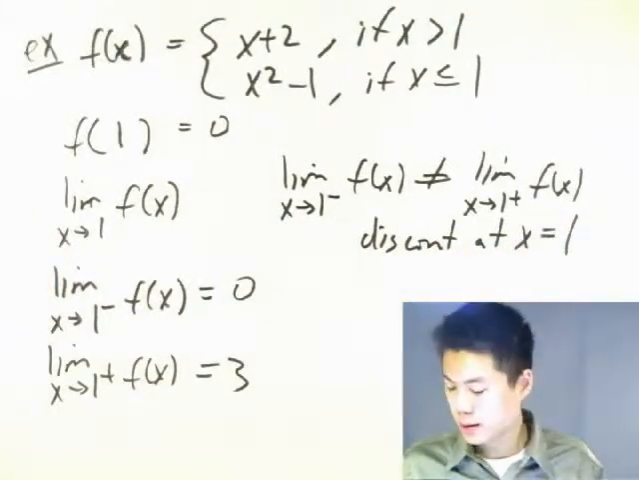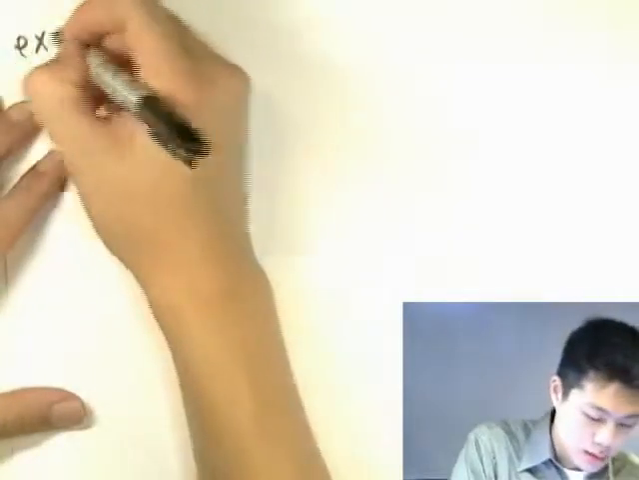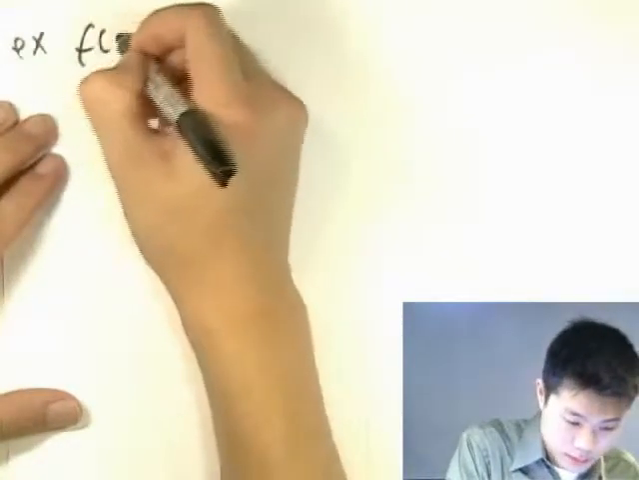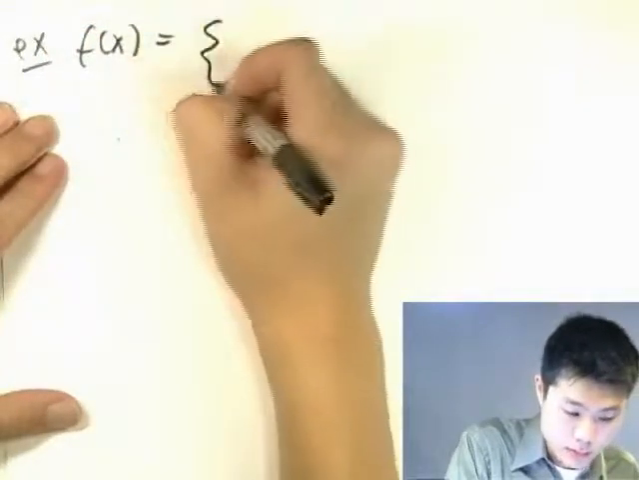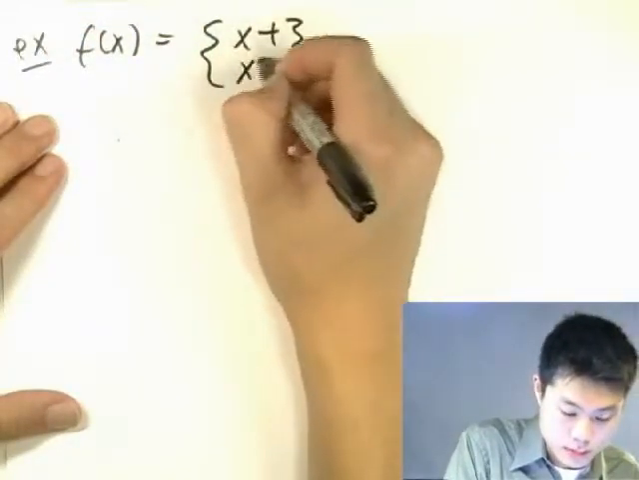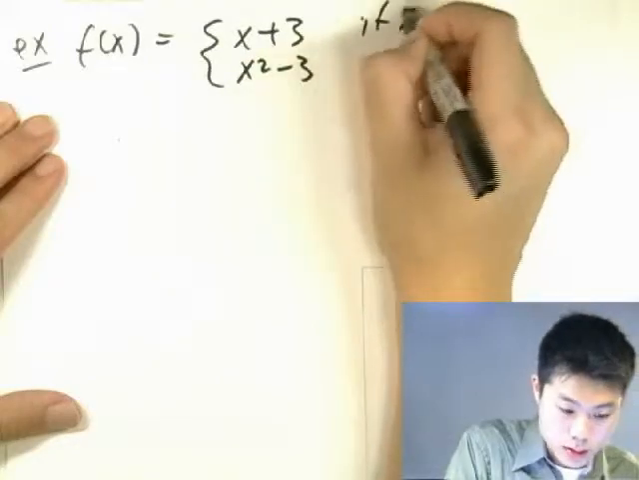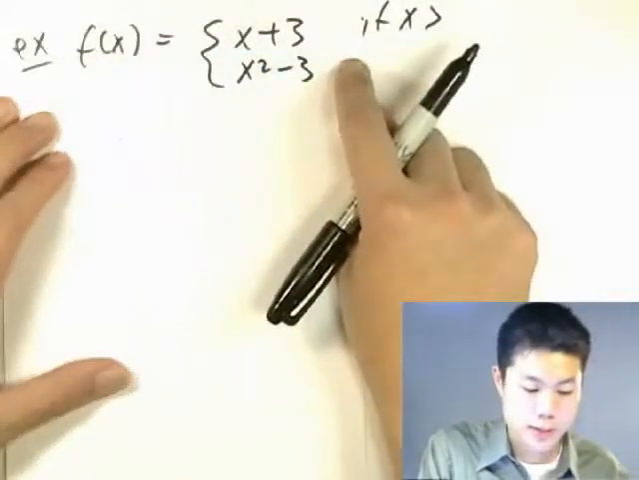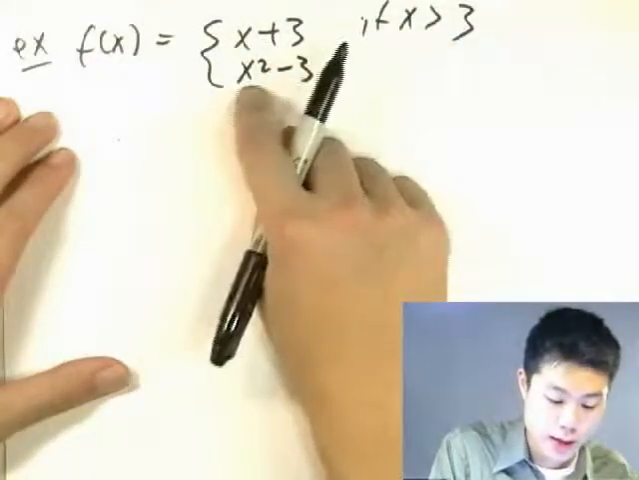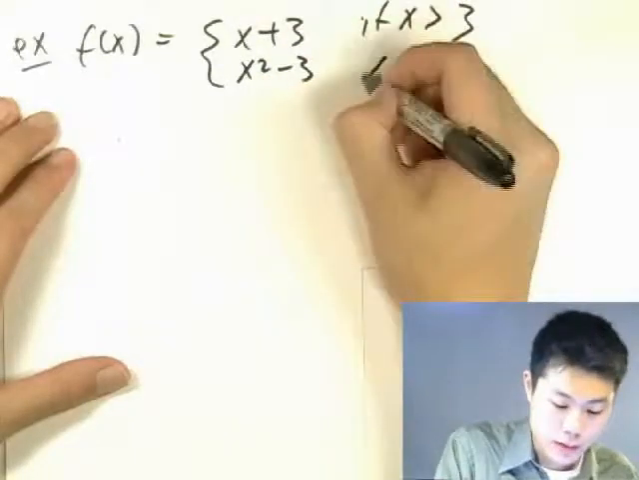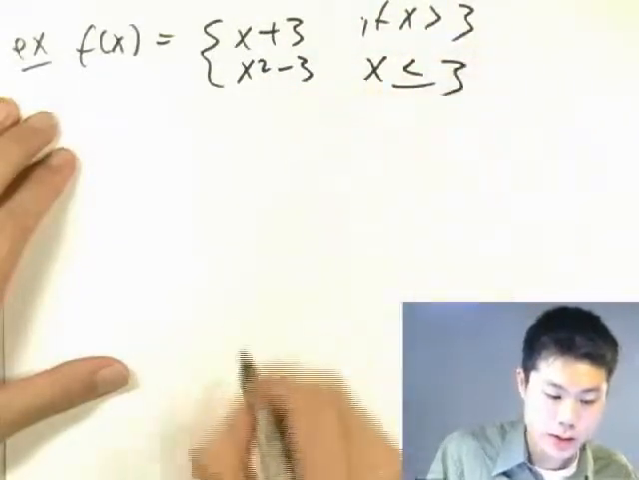Right, okay. So the function is discontinuous at x equals 1. Okay, so let me give you another example. So we have 3 more examples. So the function is going to be x plus 3 if x is greater than 3, and x squared minus 3 if x is smaller or equal to 3.